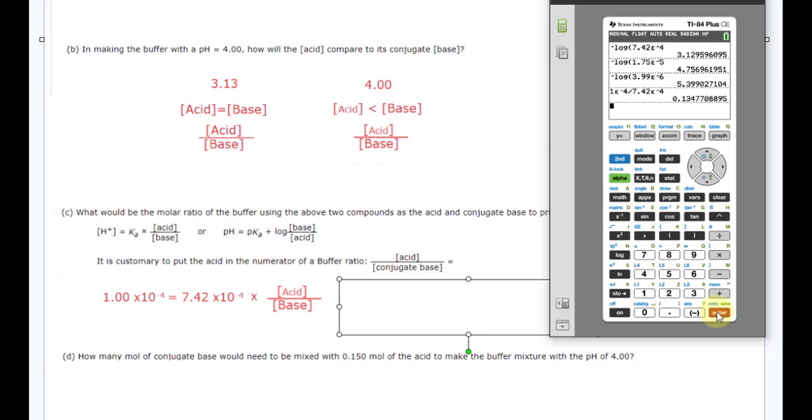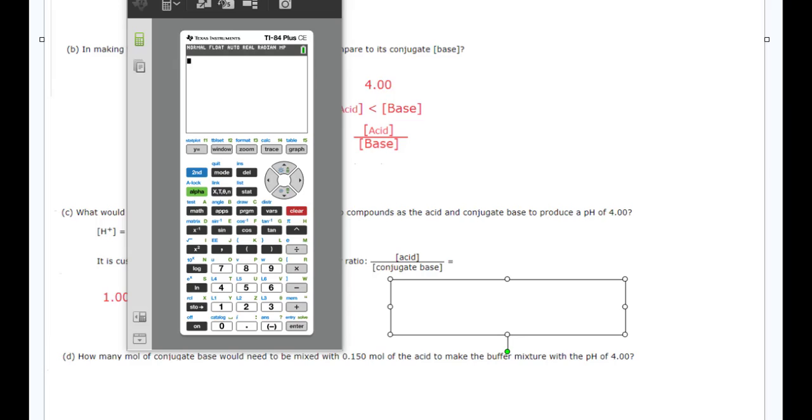Here's our ratio. I said it should be less than 1. Here it is. Definitely less than 1, because we have to have enough base to push the pH from the 3.13 that it would naturally be when it's equal all the way up to 4. Well, the answer is a little bit blurry, but I'll let you actually do the calculation.